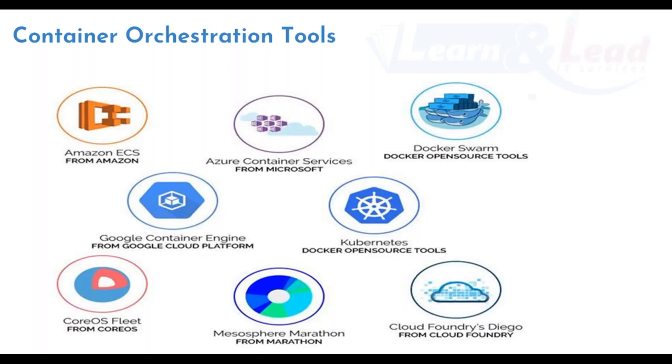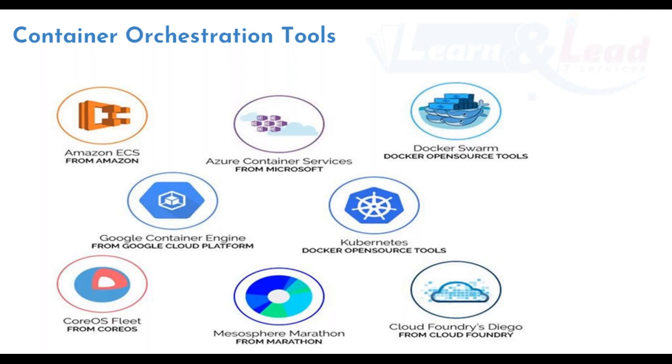Now there are various container orchestration tools, as you see. Every cloud has its own container orchestration tool: Amazon has ECS, Azure has ACS, Azure Container Service, and Google has Google Container Engine. Along with that, Docker itself is a containerization platform, so it also gives us a container orchestration platform, which is called Docker Swarm. And there is one thing which is of interest in our course right now, which is Kubernetes.